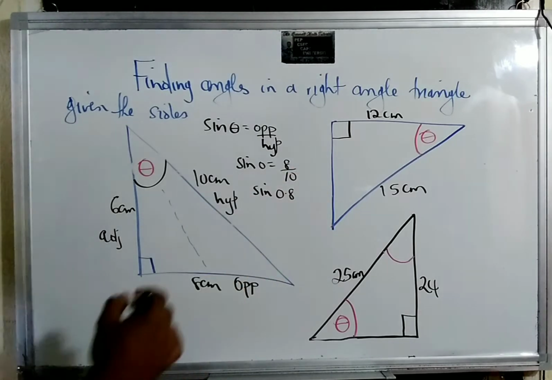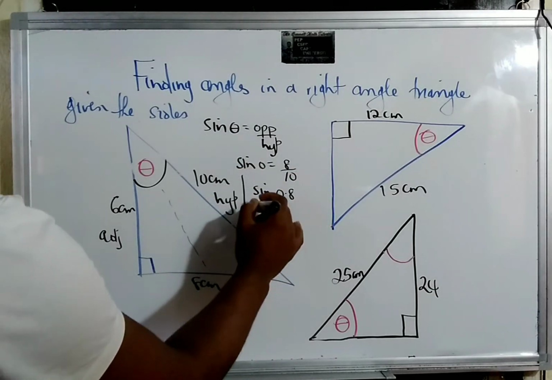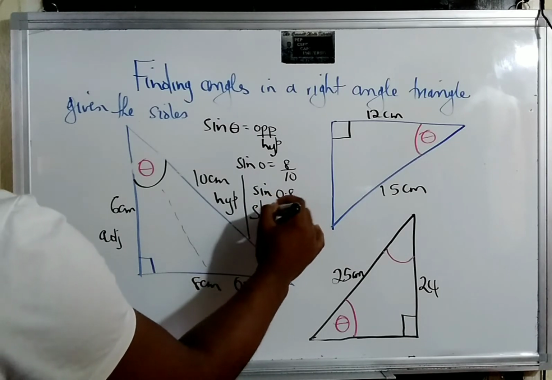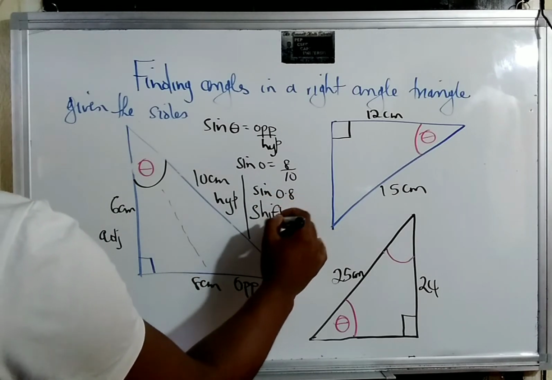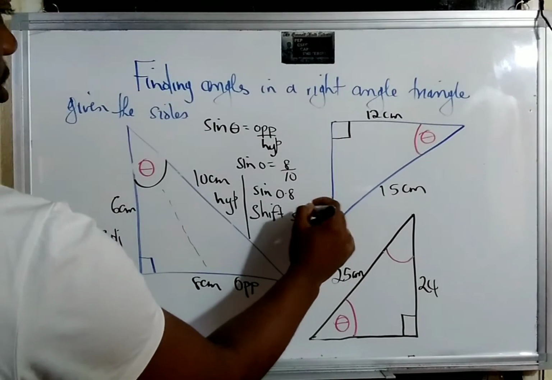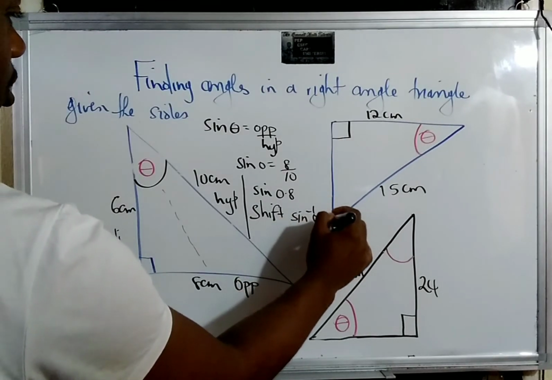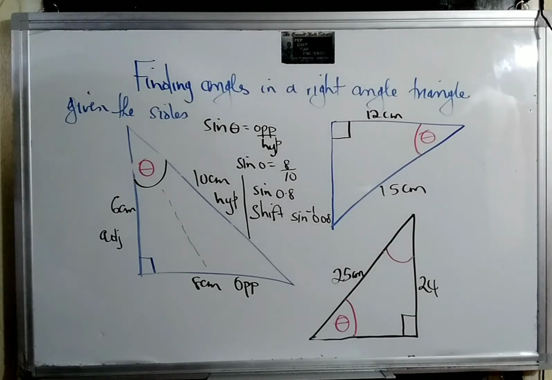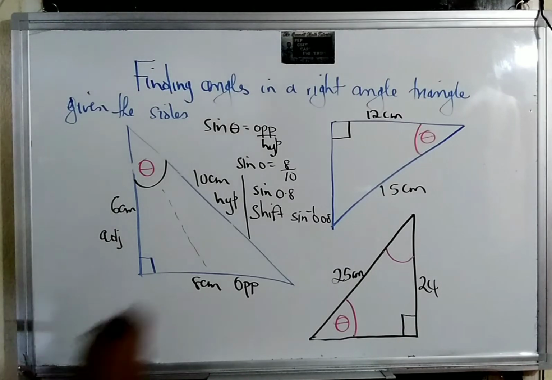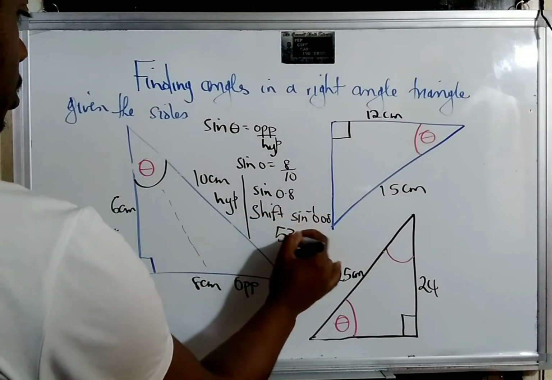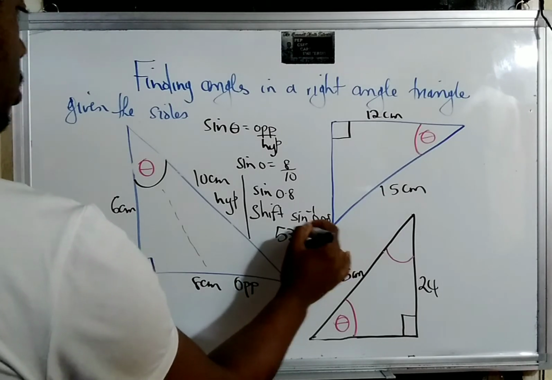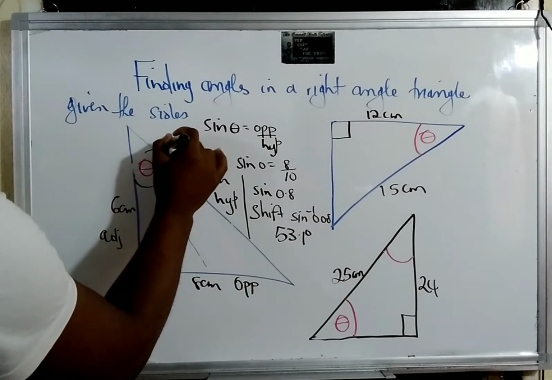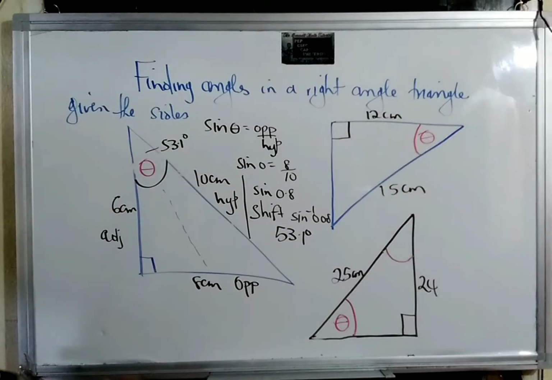This is the part where students always get problems. You just press shift on your calculator, press the sin function, and you will see sin inverse. Type 0.8, and then you press equal. So it will be shift sin 0.8, and there we have it, 53.1 degrees. So this angle is 53.1 degrees.